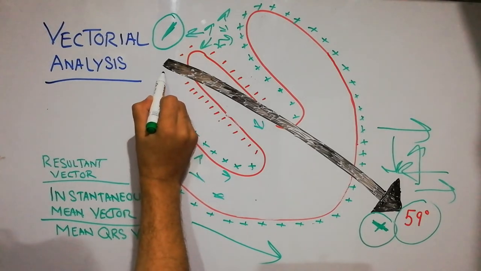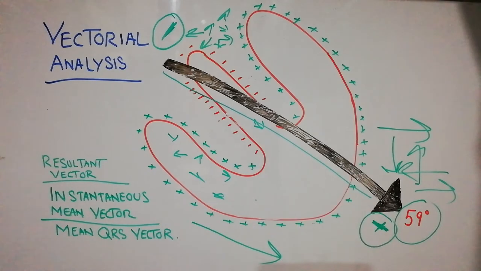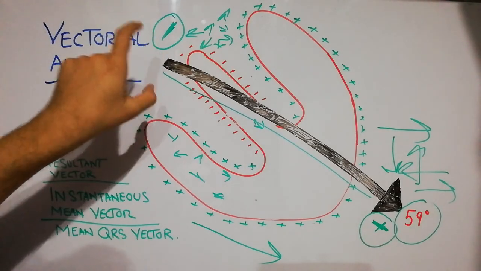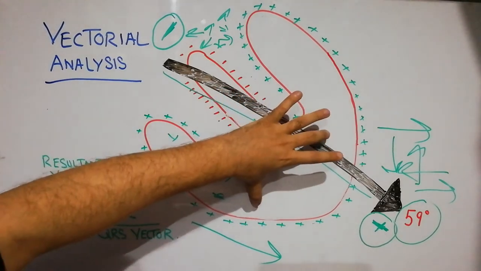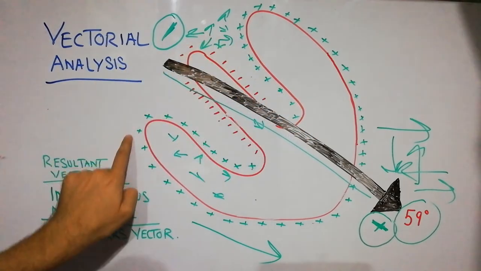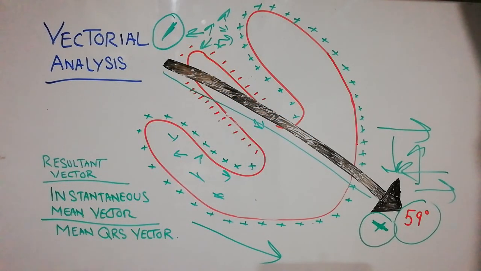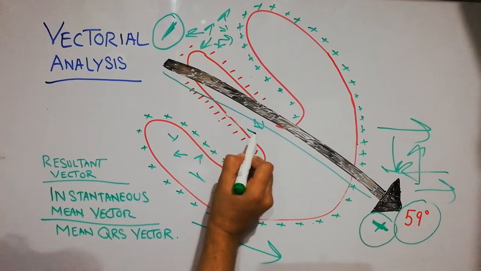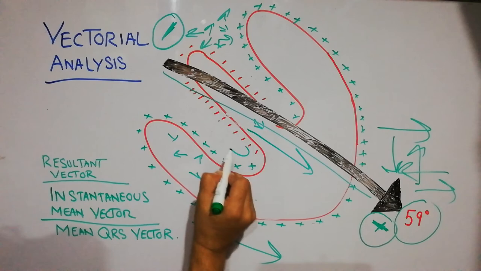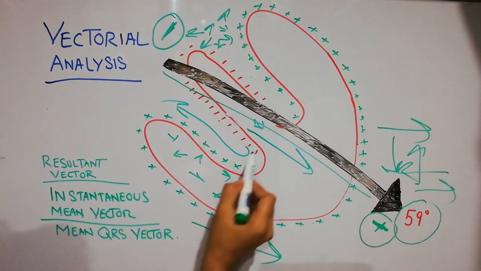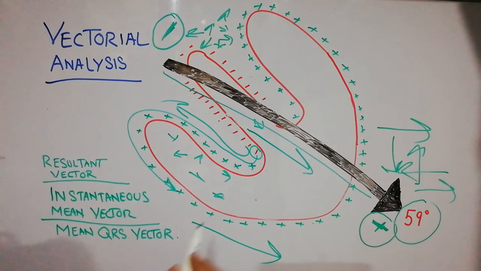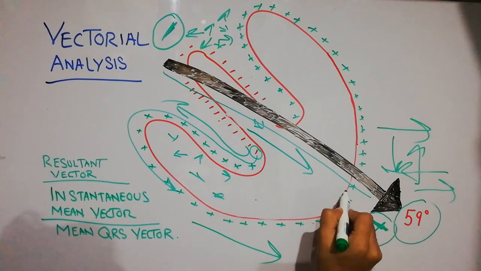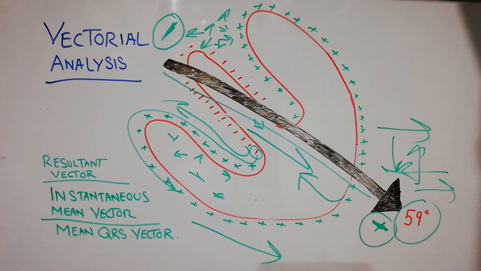The length of this vector shows the voltage of the depolarization process. Normally the depolarization process starts in the septum, spreads downward through the septum, then goes through the endocardial surface and goes towards the base. So normally the direction of the vector is downward, but when this activity comes back to the outer surface, at that very moment the direction of this vector also changes slightly at the end of the depolarization process.